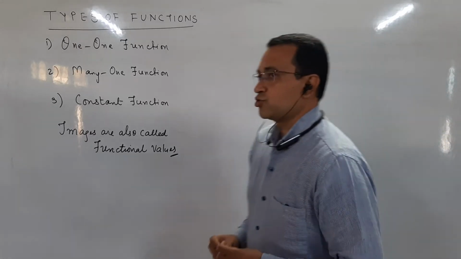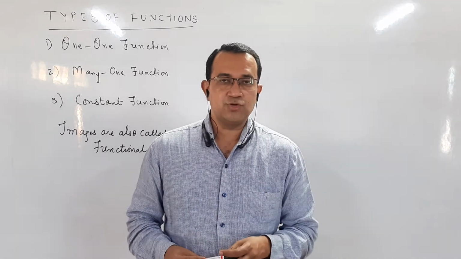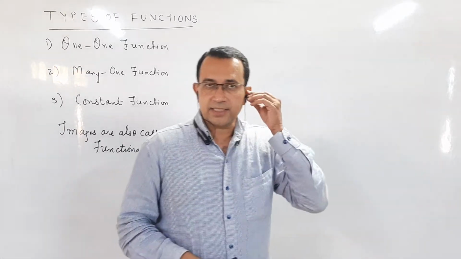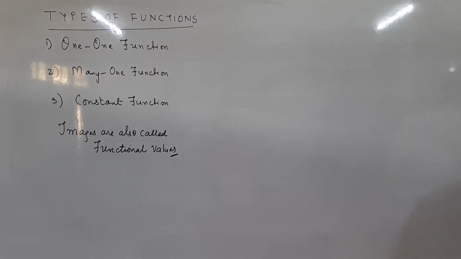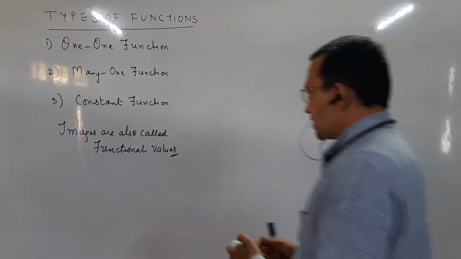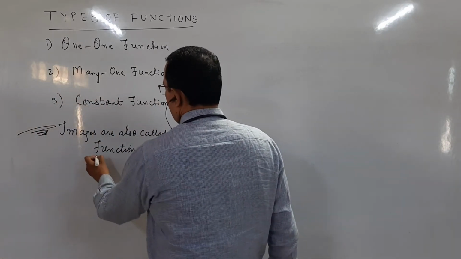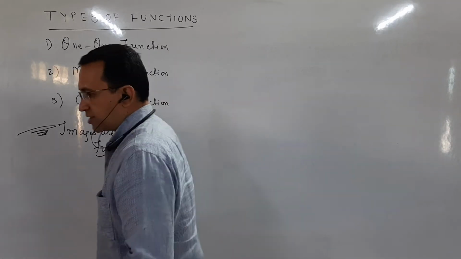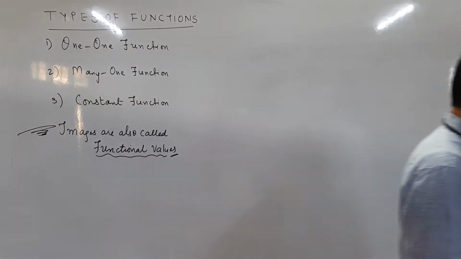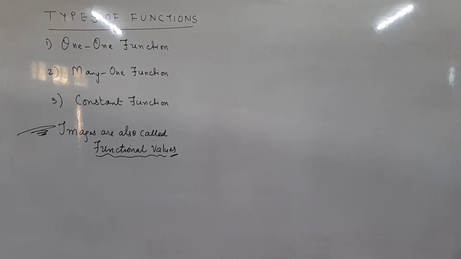In the first video lecture, I mean the previous video lecture, we have already discussed the types of functions. How many types of functions are there? The answer is three types of functions: one-one function, many-one function and constant function. And one important result, students: images of elements of the domain are also called functional values. So what is the other name of images? Students, I can say functional values.